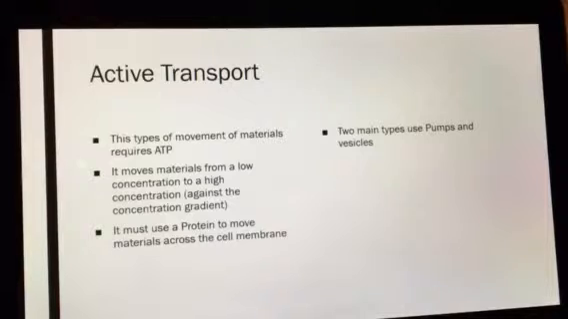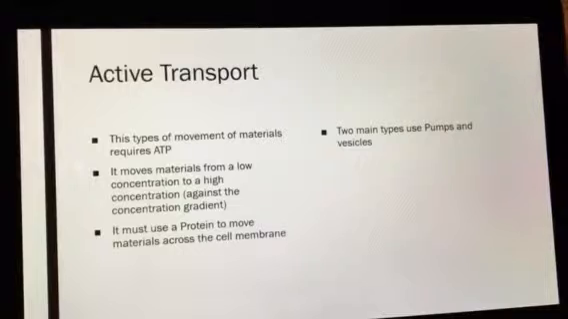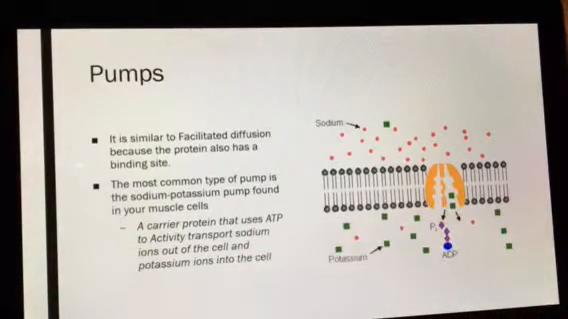And then we have active transport. Active transport is a movement of materials across the plasma membrane using ATP. Now remember, we move from a low concentration to a high concentration in active transport. So it's like reverse of passive transport. Also, it's kind of like facilitated diffusion in one aspect, and that's with the pumps, because they are going to have these binding sites like we had in our carrier proteins. However, these ones have to use energy and go in reverse.